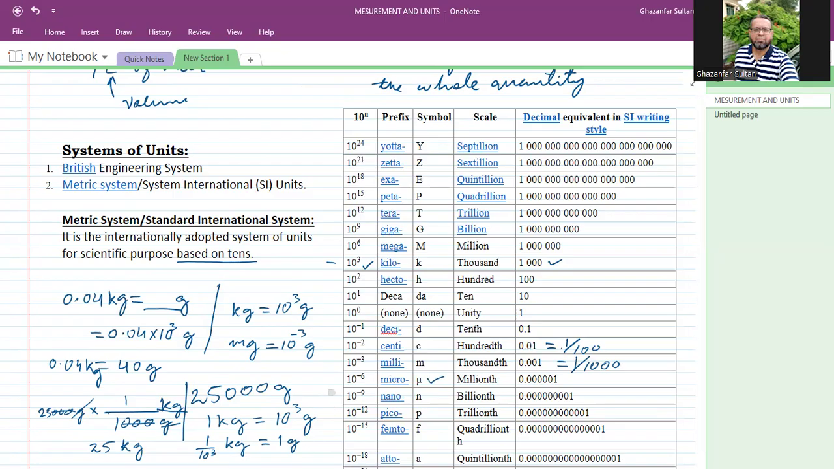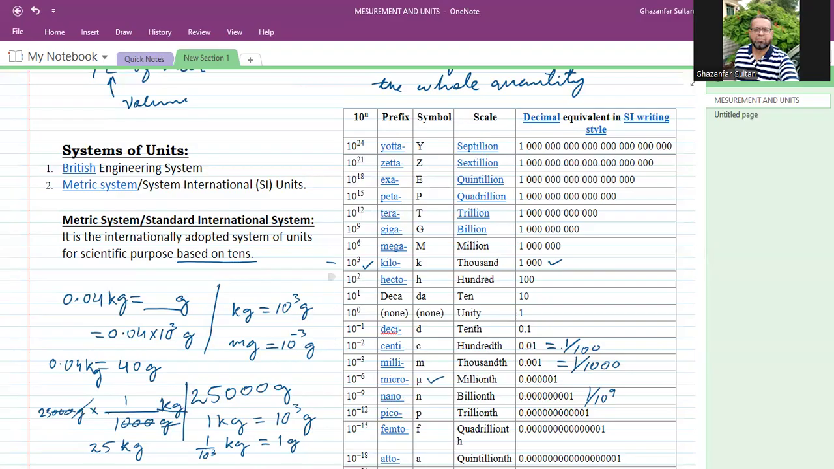Similarly, nano is also based on 10. So it is 1 billionth. 1 billionth means 1 upon 1 billion, 1 upon 10 raised to power 9. And what is billion? Billion is giga. You have noticed the word gigahertz. So here giga is billion, but nano is billionth. And similarly, you can see other quantities as well.